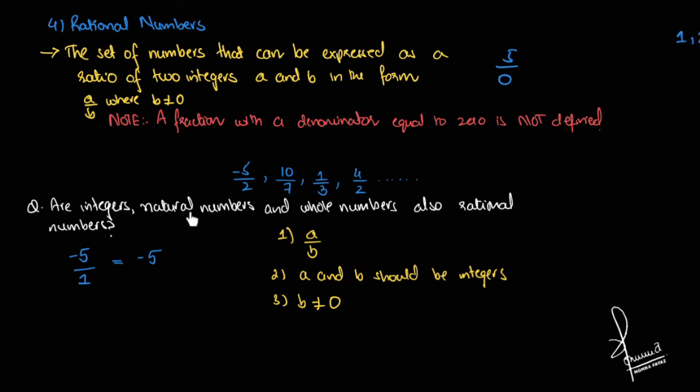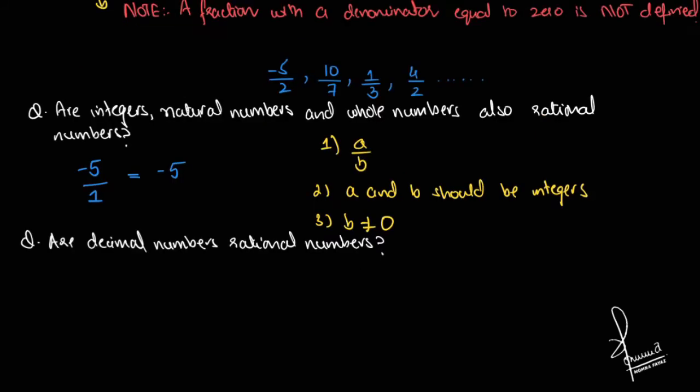We know that all natural numbers are also integers. Now if they are integers, that means they are also rational numbers. We know that all whole numbers are also integers. Then if they are integers, that means that they are also rational numbers. So yes, integers, natural numbers and whole numbers are also rational numbers. Now let's look at another question. Are decimal numbers rational numbers? Pause the video, think about it, and we will solve it together like we did previously.